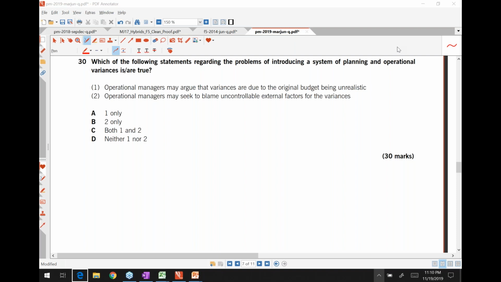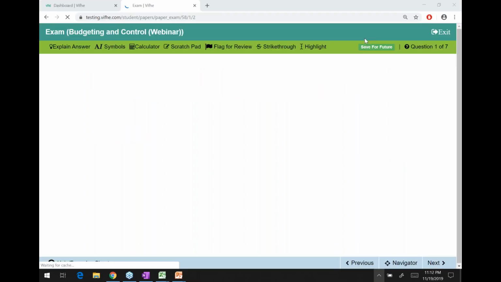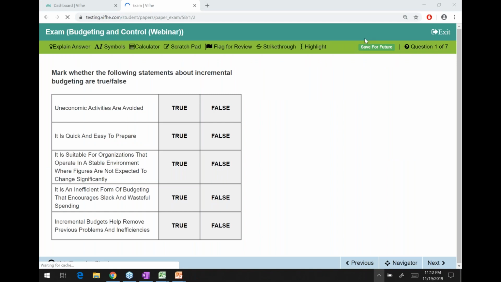Okay, now let's have a quick question answer session of section A, just to refresh our understanding. Objective test questions. There are 7 types of questions that will be tested. Let's start. Mark whether the following statement about incremental budgets is true or false. Uneconomic activities are avoided. Is it true or false? Come on, tell me, true or false?